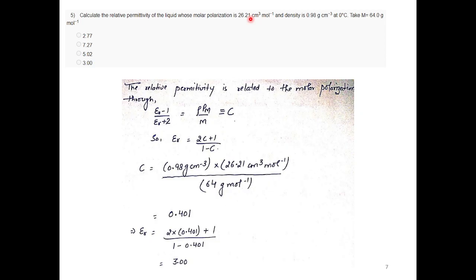If you do the calculation, the centimeter cube will be cancelled, gram will be cancelled, mole cancelled. So basically you are getting a unitless value, around 0.401, call it C. Now from there you just have to calculate epsilon r. For that, 2 into 0.401 plus 1 by 1 minus 0.401, which is coming around 3. So epsilon r equals 2C plus 1 by 1 minus C.